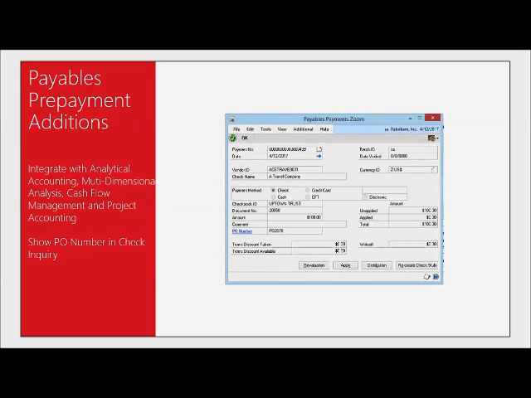You're also able now to manage prepayments for fully integrated modules such as PO, which was previously mentioned, and you have the ability to drill back all the way to the PO number from the inquiry window. So that's a nice new feature in Dynamics GP 2013 R2.